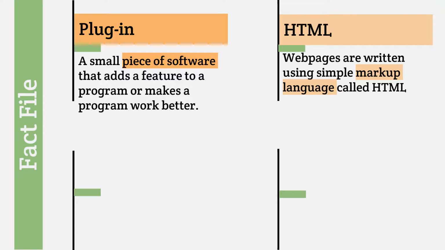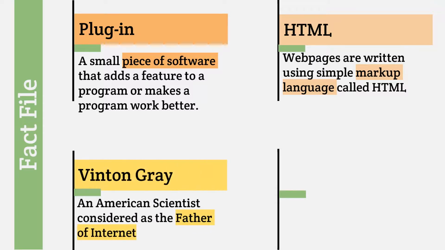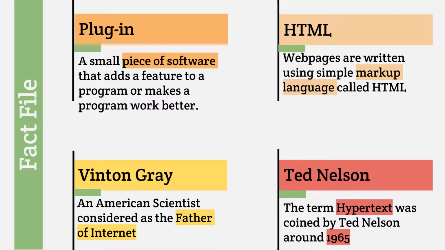simple markup language called HTML. Vinton Cerf. Now, who is that person? That person is considered as the father of internet. He's an American scientist. Ted Nelson. Ted Nelson coined the term hypertext in 1965. Hypertext means the text that can act as a link to another document.